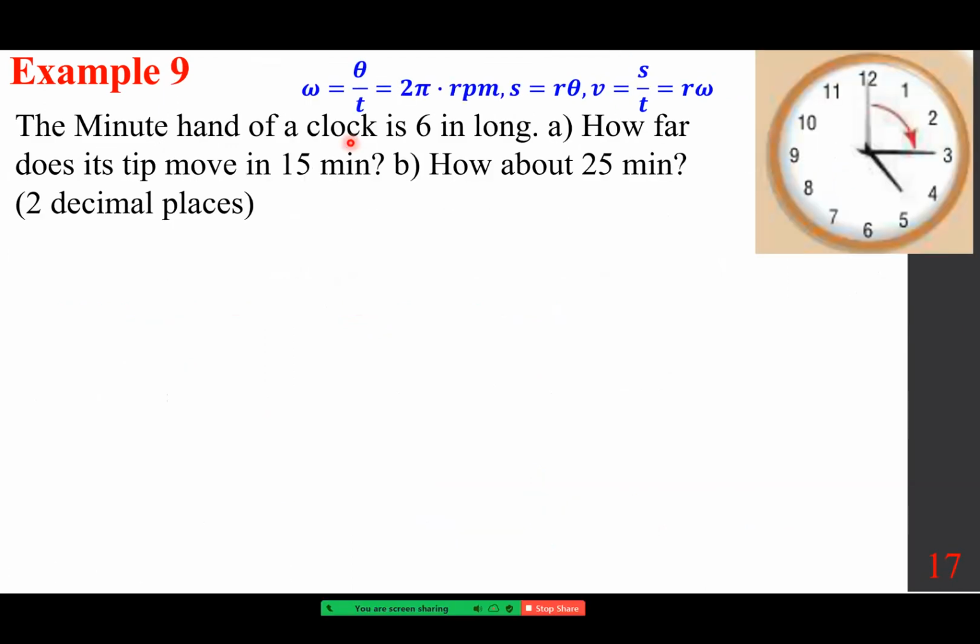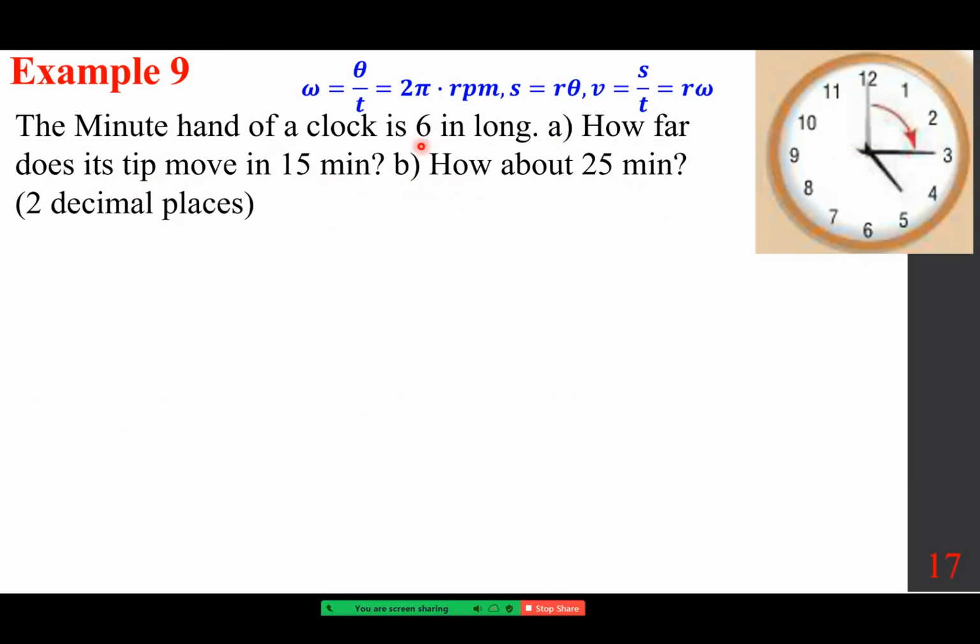The minute hand of a clock is 6 inches long. Part A, how far does its tip move in 15 minutes? How about 25 minutes? So here's the minute hand. And by the way, 15 minutes, some of you already know it's 60 minutes, the total, and therefore it's like 1/4 of a revolution. And that is pi over 2. But let's quickly go over that because we need to see what is given.